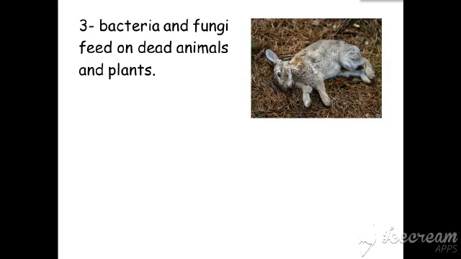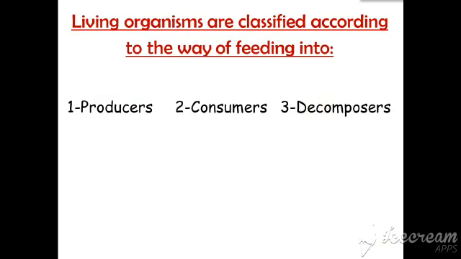Number 3, after the death of the plants, the bacteria and fungi eat these dead animals and plants. So the bacteria and fungi feed on the dead animals and plants. So the living organisms are classified according to the way of feeding into 3 types. Number 1, producers. Number 2, consumers. And number 3, decomposers.